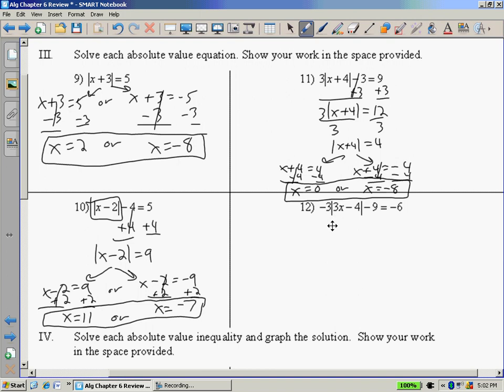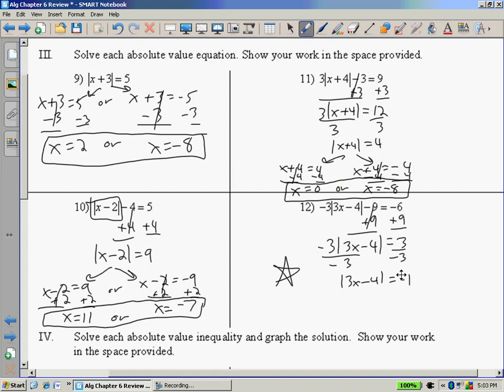And finally, number 12. I have to get the absolute value of 3x minus 4 by itself, so I'm going to add 9 to both sides. -3 times the absolute value of 3x minus 4 equals +3. Divide by -3 on both sides. It's very tempting. I'll put a star here. This is very important. It's very tempting to go ahead and split this into two scenarios. There's only one problem. How in the world could the absolute value of something be negative?